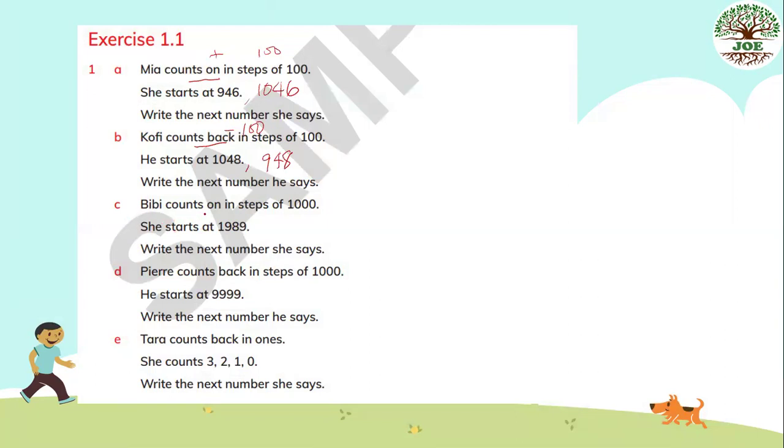C: Bibi counts on in steps of 1000. She starts at 1989, so her next number is 2989. D: He counts back in steps of 1000, subtract 1000. He starts at 9999. So his next number is 8999.